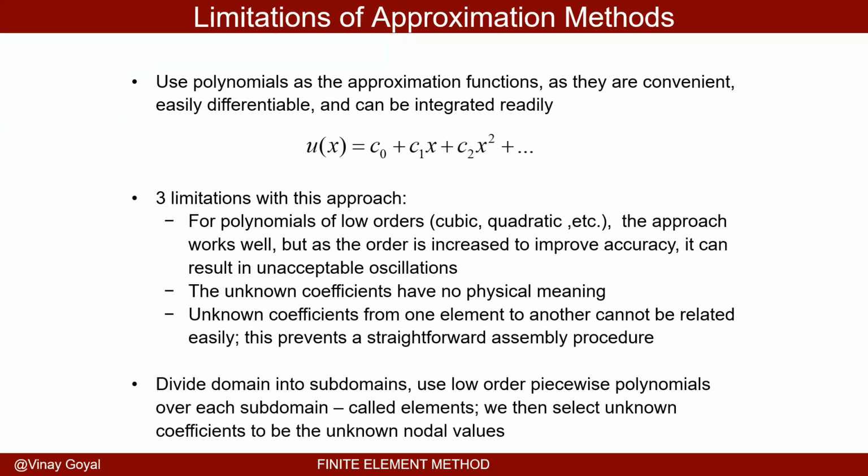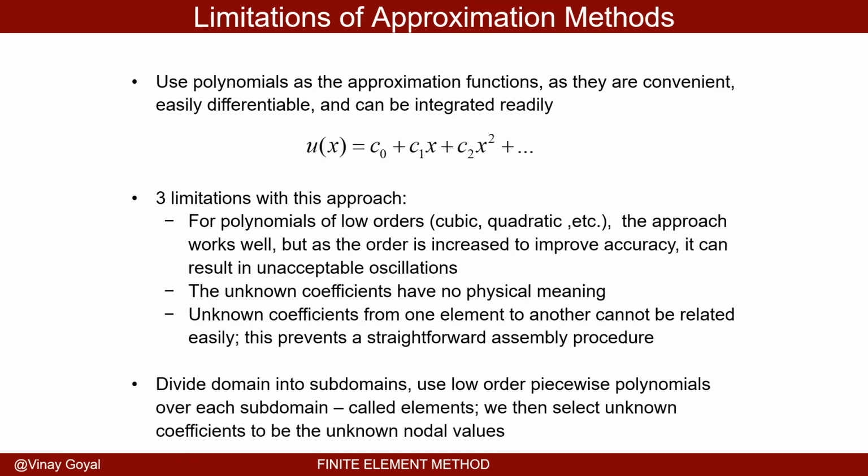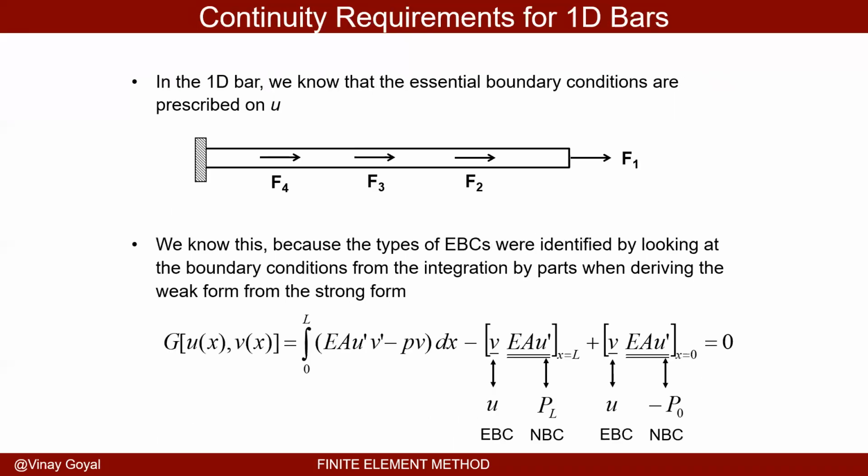But that's not the point. It's just not tractable. Can I really use a polynomial to solve a whole aircraft? I can't. The geometry is very complex. I have loads applied in different places. It's not straightforward. So what I need is to divide the domain into subdomains, elements, and then go from there. And that's what we're going to do today.